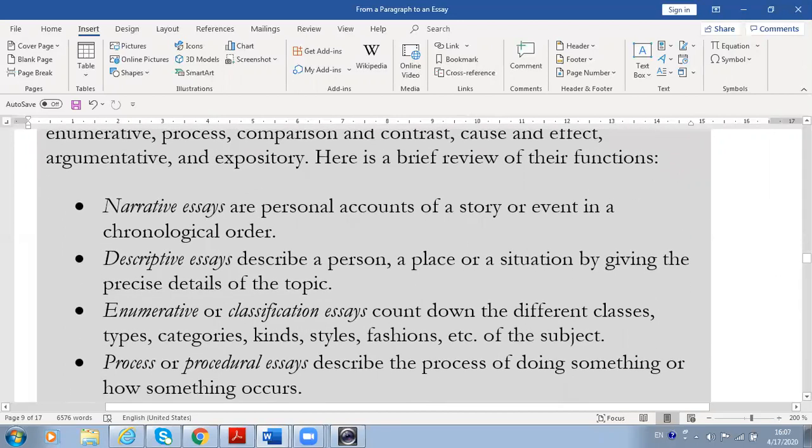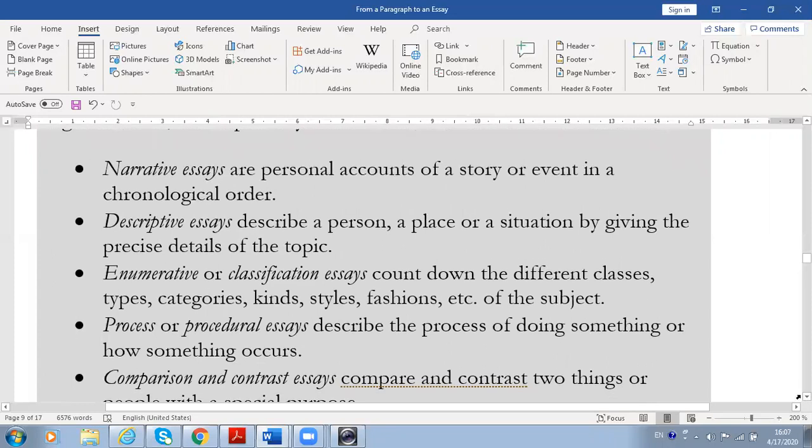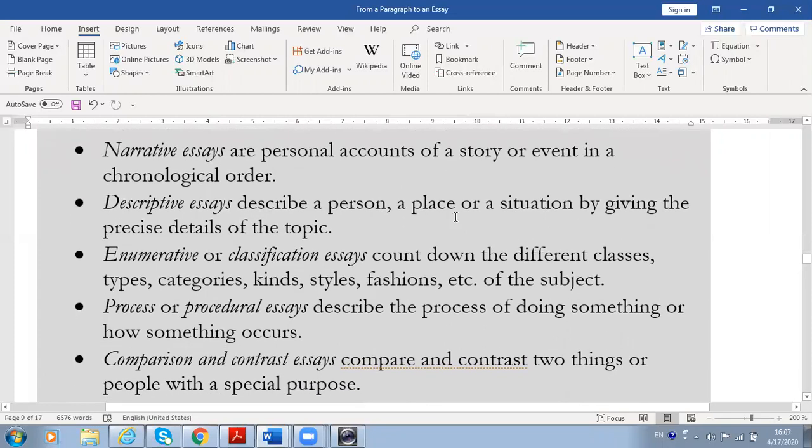So these are different kinds of essays that you might be interested in and might need to write about. The first one is narrative essays. You know narrative essays? Narrative is dedicated to a specific theme. It's not wide, it's something very specific. So it looks like a story.